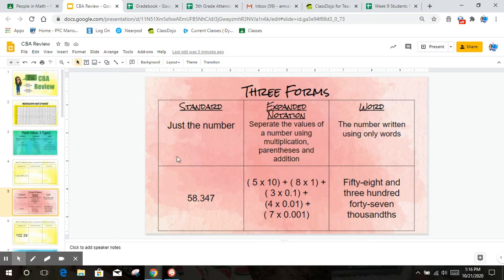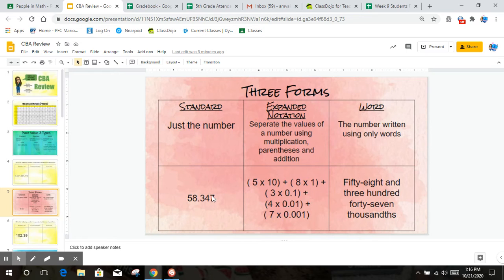Okay, so for this one, again, standard is just the number, 58 and 347 thousandths. Notice how I didn't say 58 and 3 tenths, 4 hundredths, 7 thousandths. That's not how we say it. We want to say everything as a group. Everything before the decimal would be your 58. The decimal is "and", and then I say everything behind the decimal as a group as well. So 58 and 347. That 7 is in the thousandths place. So again, 58 and 347 thousandths.